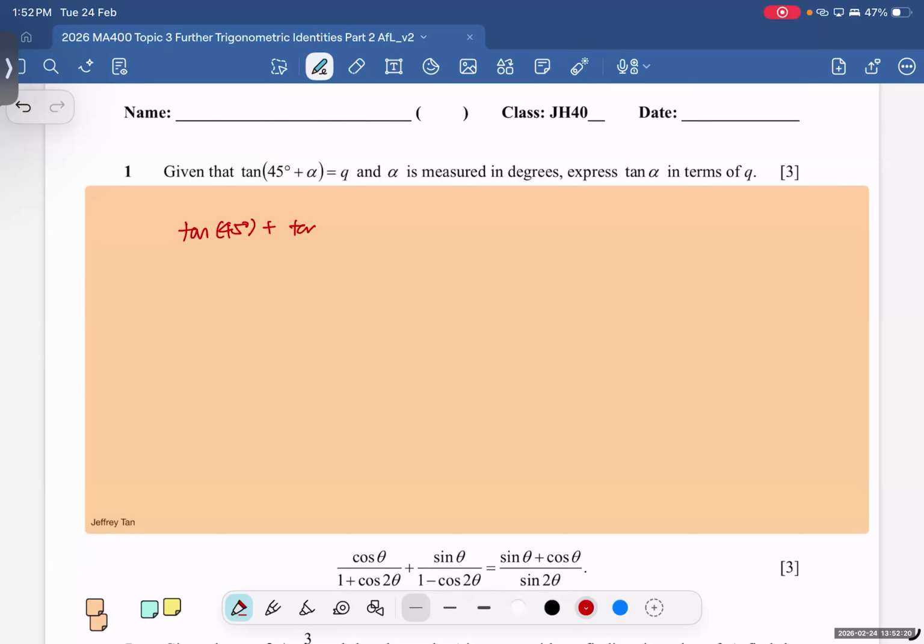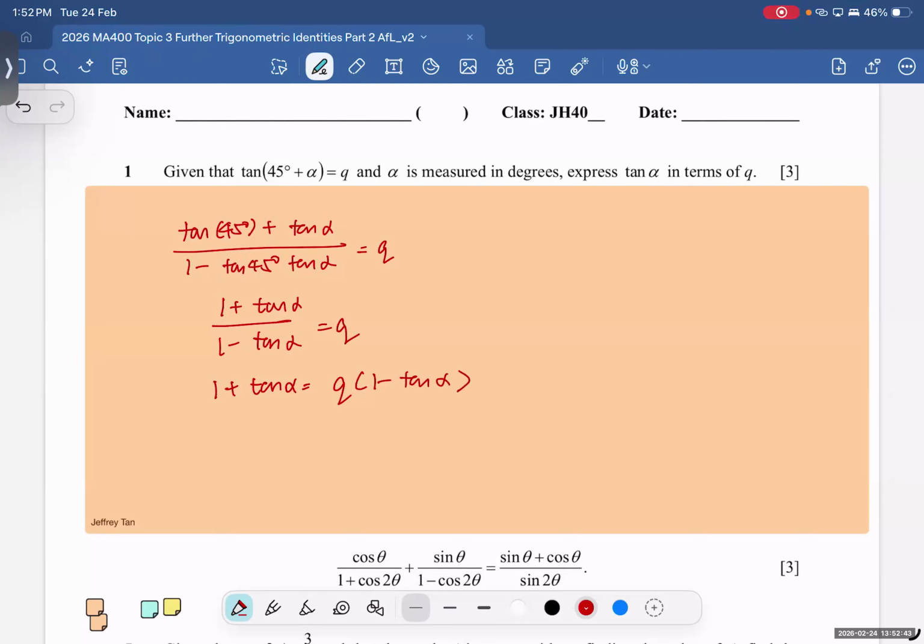plus tangent B over 1 minus tangent A tangent B equals to Q. Tangent 45 is 1 plus tangent alpha over 1 minus tangent alpha equals to Q. Multiply to the right hand side. This is Q, 1 minus tangent alpha. 1 plus tangent alpha. Right hand side, open the bracket. Q minus Q tangent alpha.